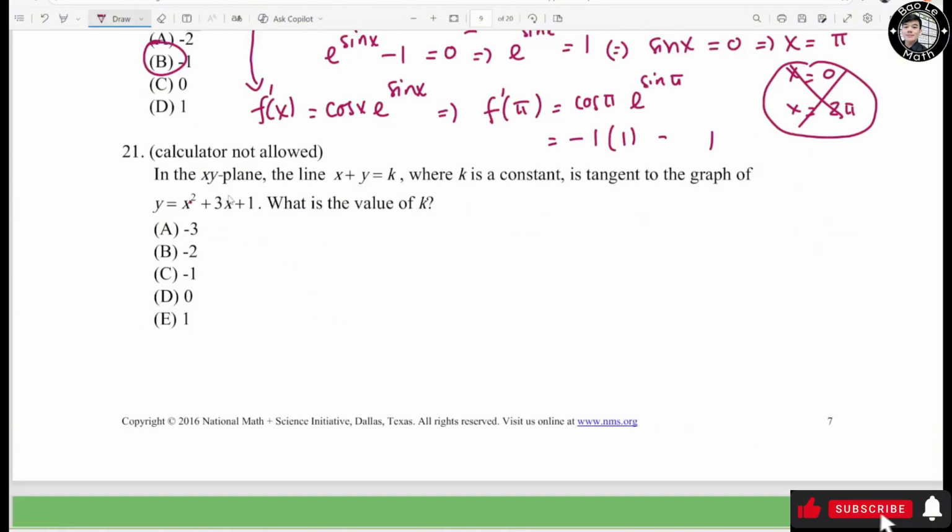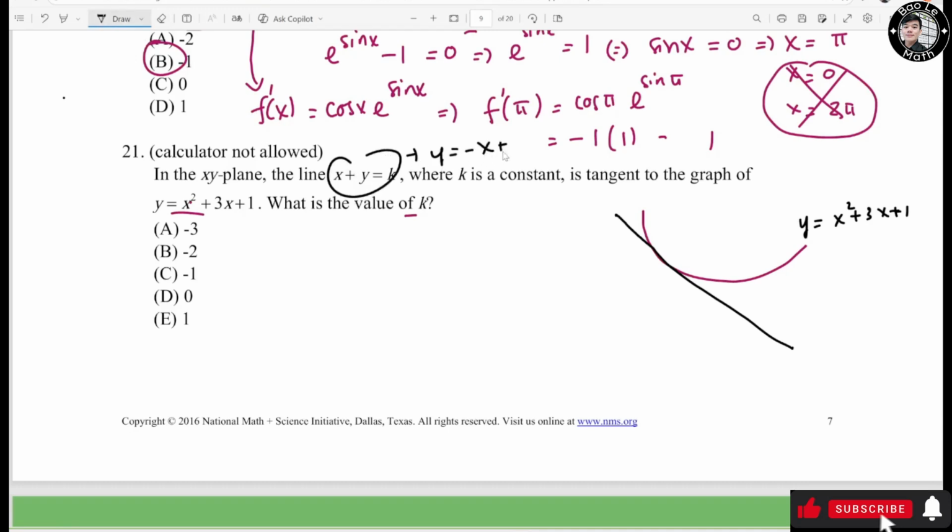Question 21. In the xy plane, the line x plus y equals k, where k is a constant, is tangent to the graph of y equals x squared plus 3x plus 1. What is the value of k? So we just sketch the graph, something like this. Convert this line to slope-intercept form, so it is y equals negative x plus k.